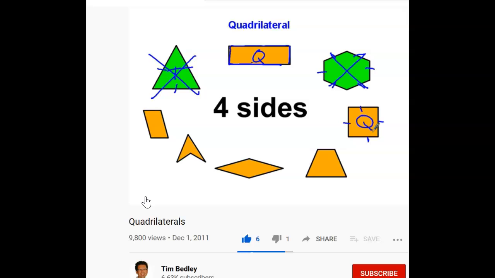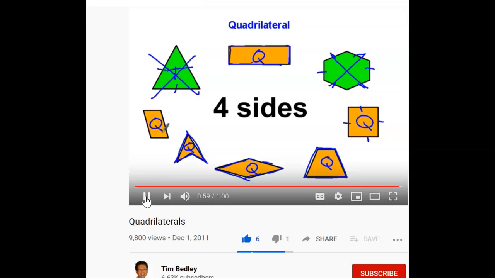All you have to do is be able to count up to 4 and make sure the sides are straight like that. 1, 2, 3, 4. That is a quadrilateral. 4 straight line segments that make up the shape. 1, 2, 3, 4. That is a quadrilateral. This is one kids miss all the time. 1, 2, 3, 4. That has 4 sides and they're all straight. That's a quadrilateral. And this has 4 sides, so that's a quadrilateral as well.